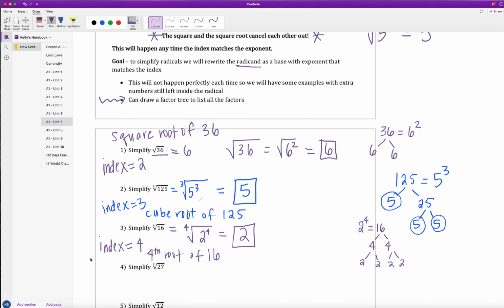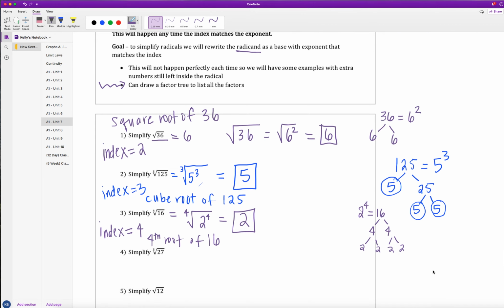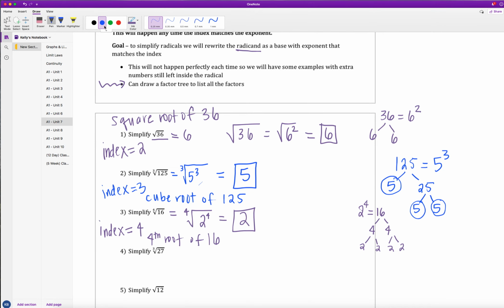So our first three examples here worked out very nicely, where each one of those numbers inside of our radical, so each one of our radicands, could be rewritten as a power where the exponent matched the index perfectly. Let's look at our fourth example and see if that happens. So what would our index be on example 4? Our index here is going to be 3, so we have a cube root, and in this case we have the cube root of 27.